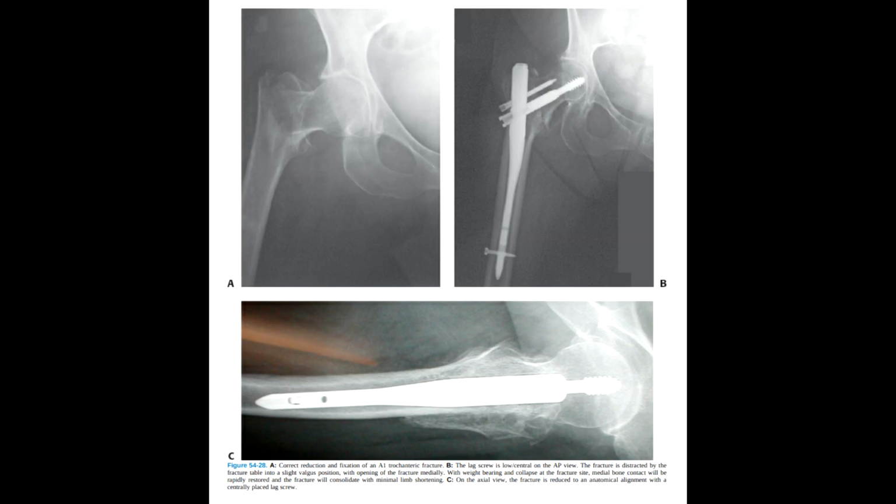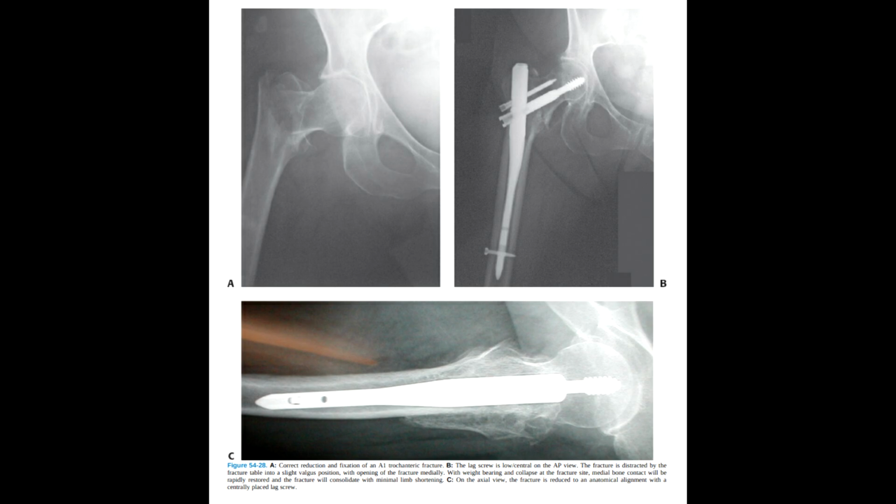Now let us analyze the radiographic images. In figure 5428, we see the correct reduction and fixation of an A1 trochanteric fracture. In part A, the preoperative film shows the fracture. In part B, the lag screw is positioned low and central on the AP view. This is important. A low central position gives better biomechanical stability and reduces the risk of cutout.